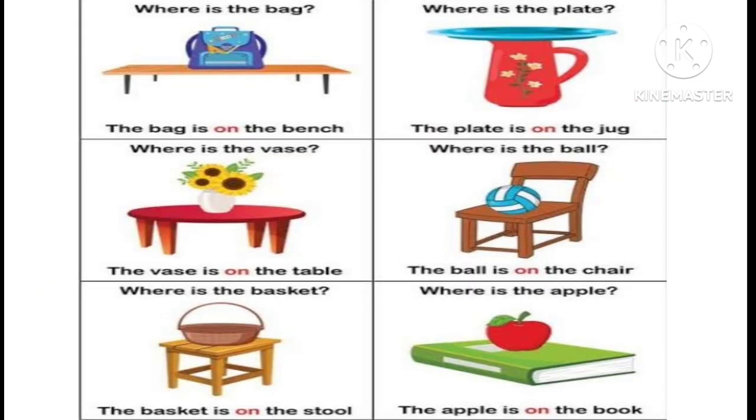Let's look at some of the examples. Where is a bag? The bag is on the bench. Where is a plate? The plate is on the jug. Where is a vase? The vase is on the table. Where is a ball? The ball is on the chair. Where is the basket? The basket is on the stool. Where is the apple? The apple is on the book.